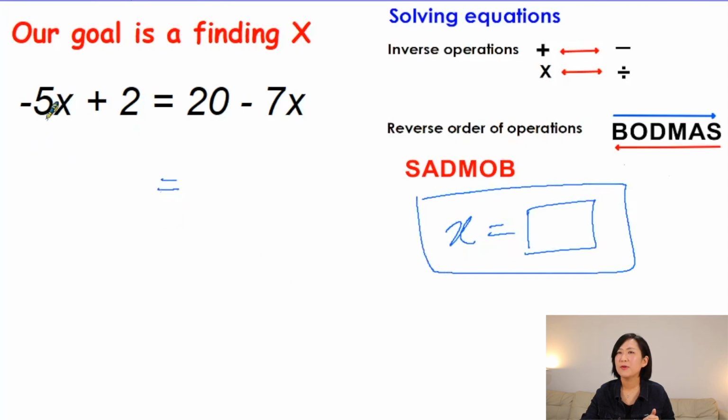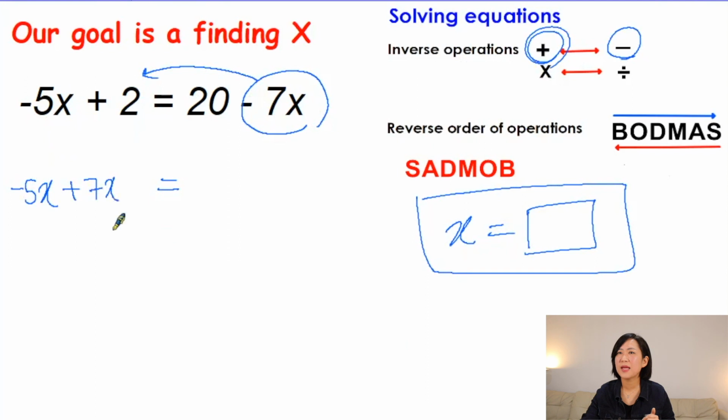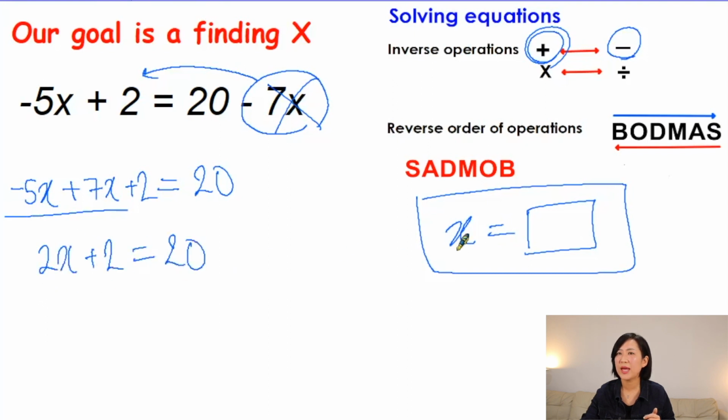Let's see. You've got the equal sign, and now what we're going to do is undo the minus 7x. That means minus 7x, then we add 7x, right? So now minus 5x plus 7x plus 2. Then you've got 20 minus 7x plus 7x. In that way, we can remove the 7x, right? Now, let's simplify it by collecting like terms. So that is 2x plus 2 equals 20.